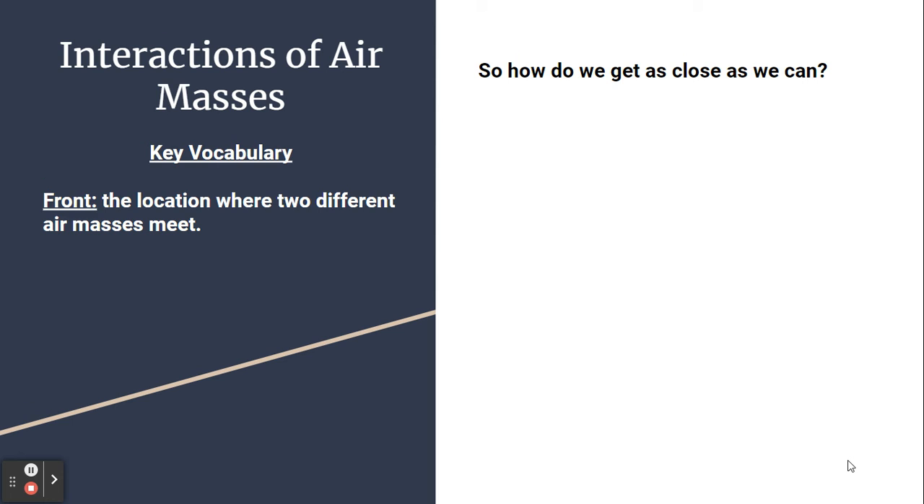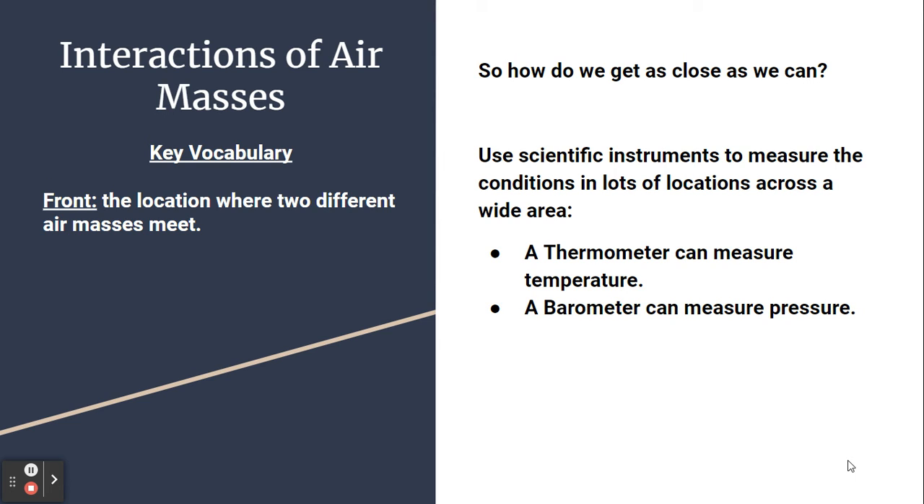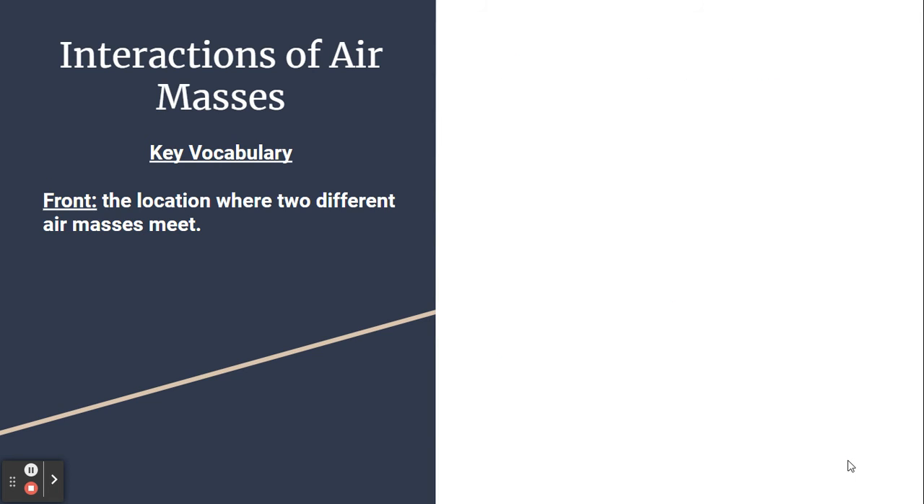But we're able to get pretty close because we have lots of different locations that have scientific instruments measuring these conditions. We've got thermometers all over the place measuring the temperature of the air. We've got barometers measuring the changes in pressure all the time. We also have hygrometers that measure humidity and the amount of water vapor that's in the air. We have anemometers that measure wind speed and direction.